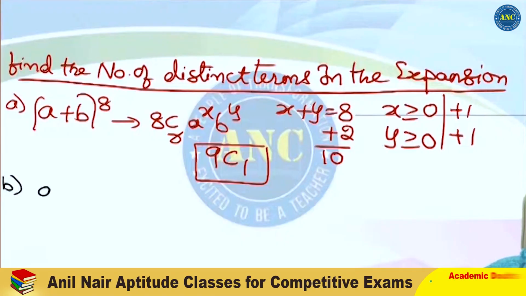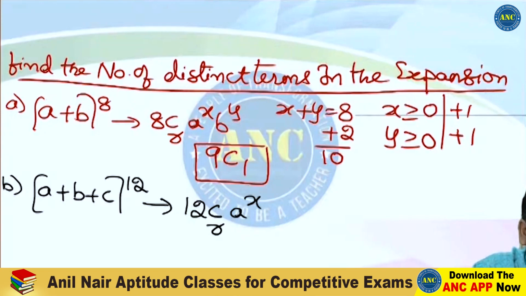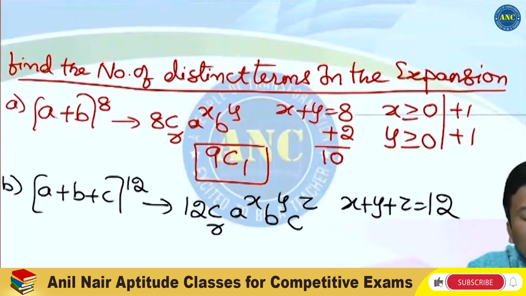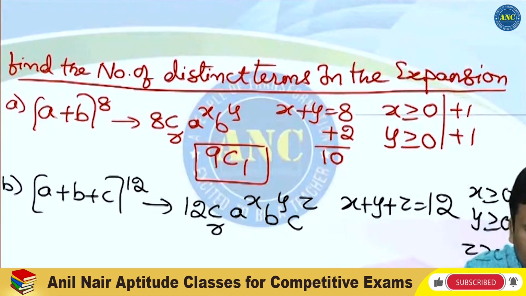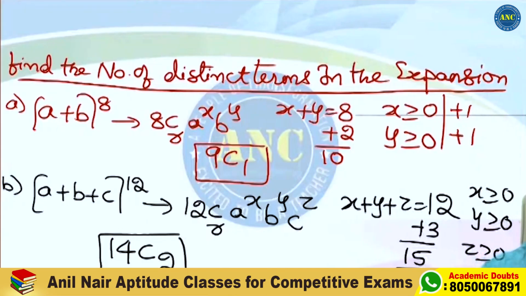Similarly, A plus B plus C, power 12. See here. Right? 12CR, A power X, B power Y, C power Z. X plus Y plus Z should be equivalent to the power, equivalent to 12. X is 0, Y is 0, Z is 0. 0, 0, 0. 3 should be added. 12 plus 3, 15. 15 balls are there. 14 gaps. 3 variables, 2 cuts. Answer is 14C2. I hope the idea is clear.